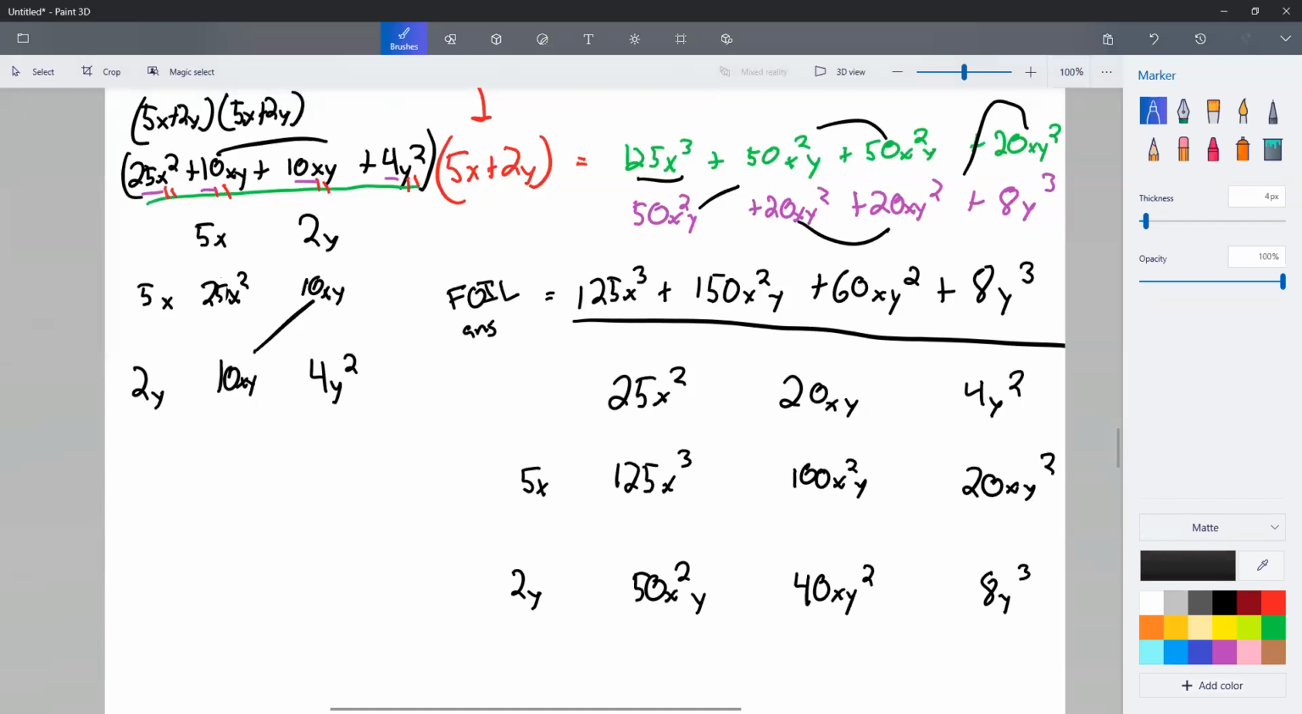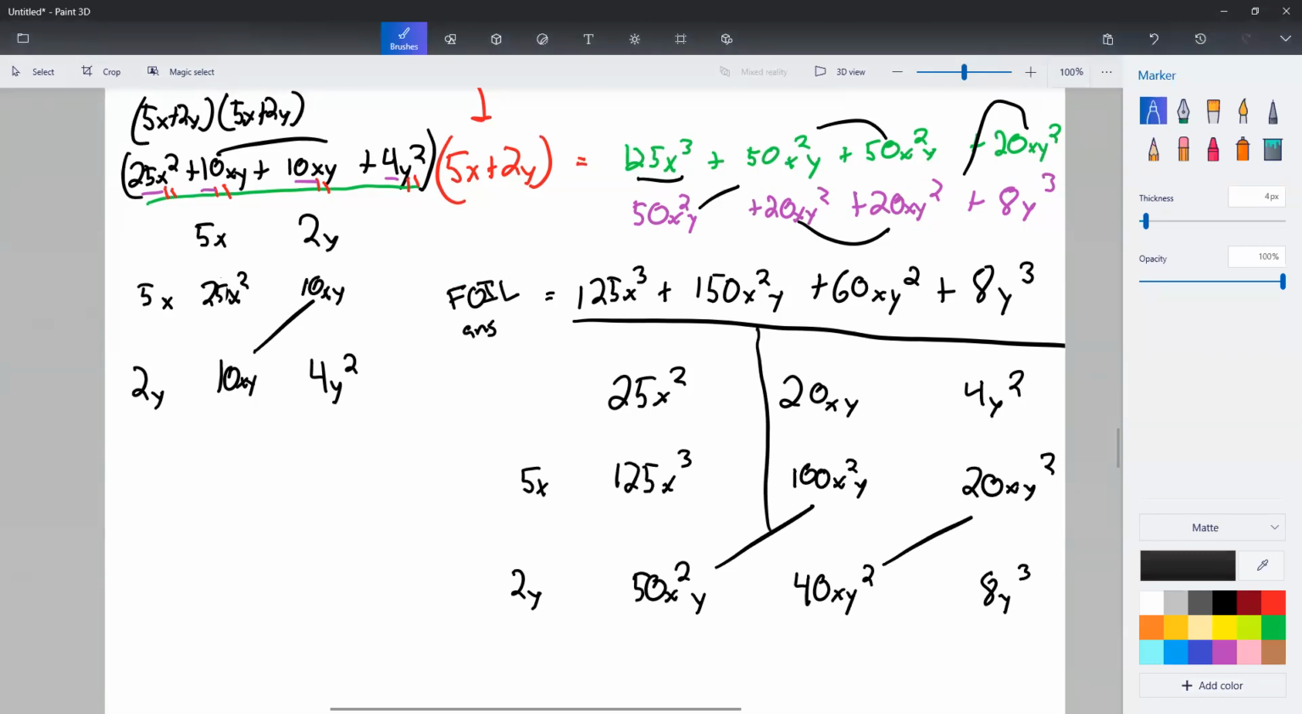Okay, and again, when you write everything in standard form, you get the like terms on the diagonals. And I can already see 50x squared y, 100x squared y, that's your 150. The 20 and 40, that gives you 60. The 8y cubed and the 125x cubed, those are both nice, neat, nothing to worry about there. Questions about the table method?